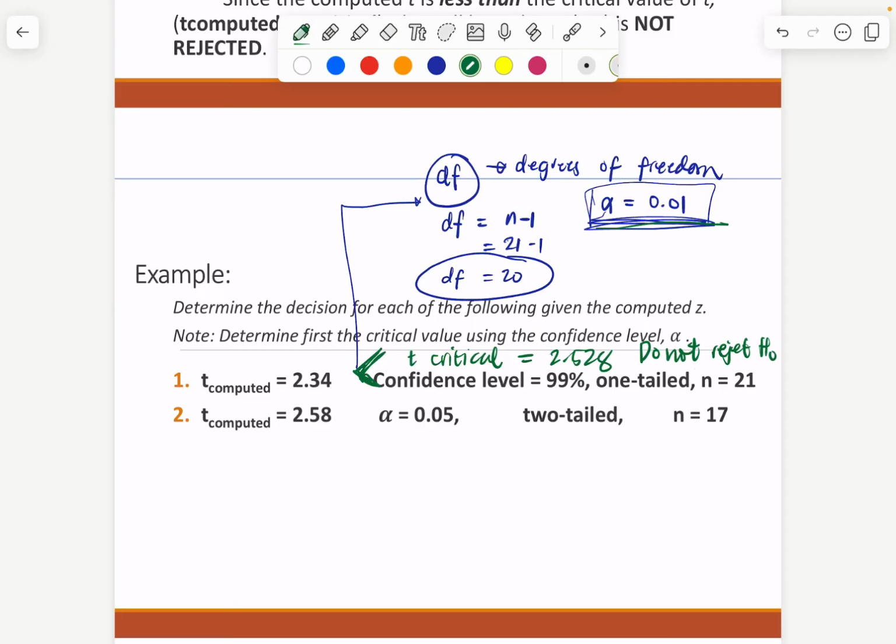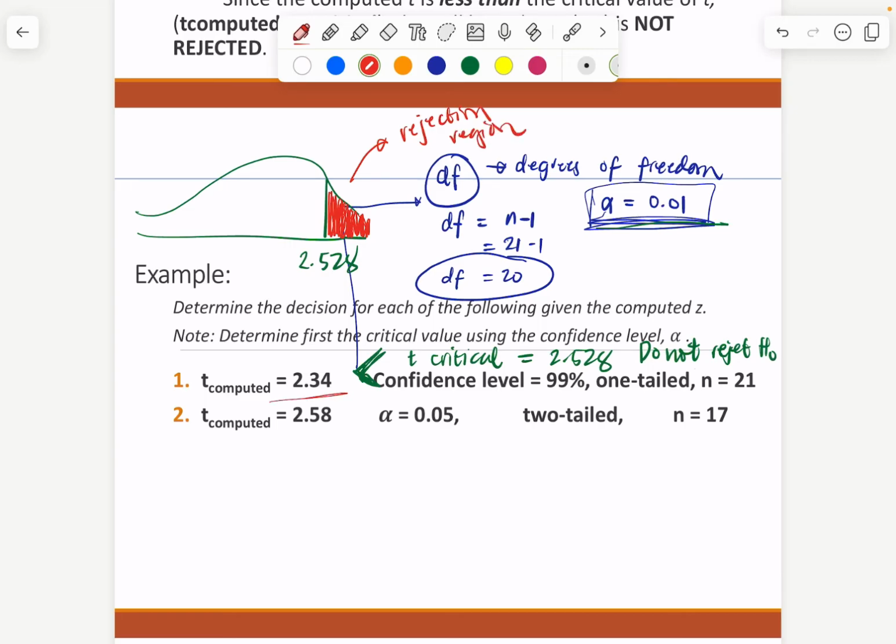You can also check this with your curve. So we can make a curve here. The same with the z-test, our basis is the T-critical. So where will it be placed? It is located here at 2.528. Let's shade. What do we call this region? Yes, this is your rejection region.